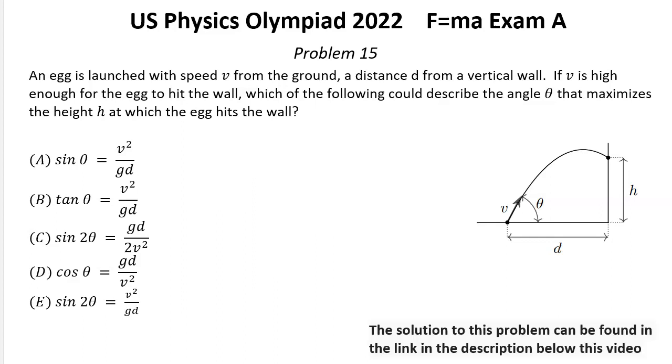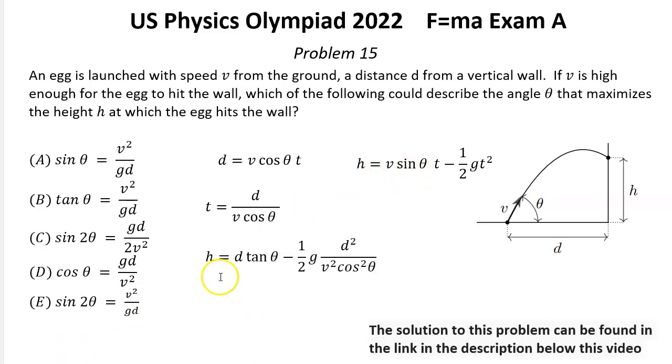We have another way to solve this problem directly. For that we need to write kinematic equations for distance and height. That will be these two expressions. From the first equation we can find what is time t and put this time into the second expression. So we have a height equal to this expression, which is a function of angle theta.